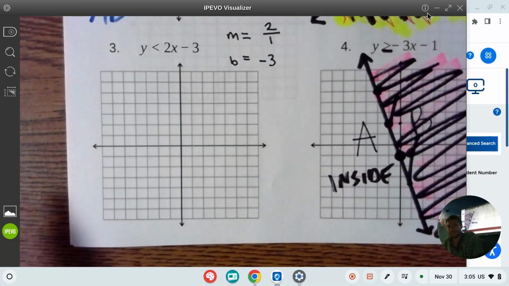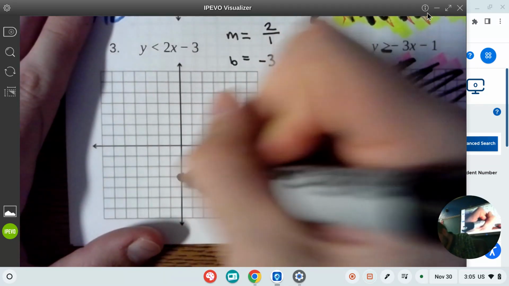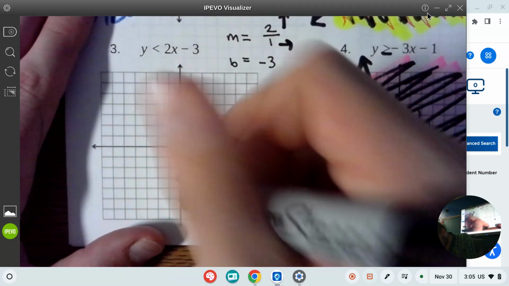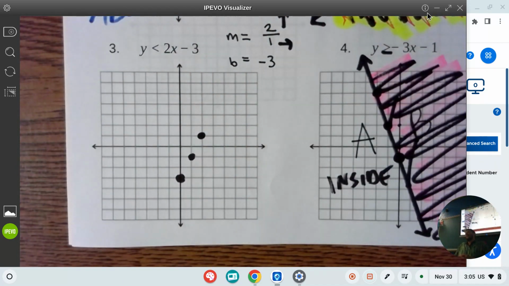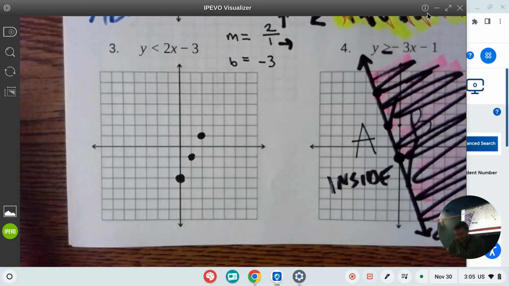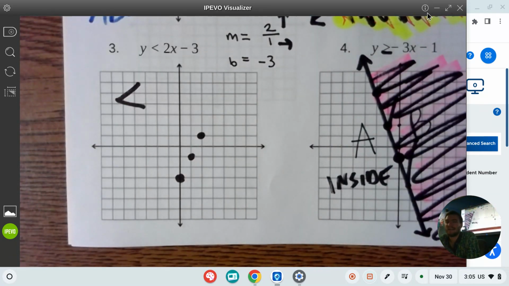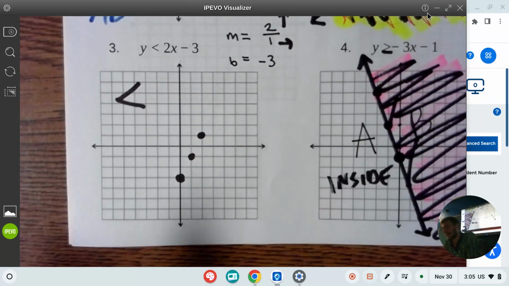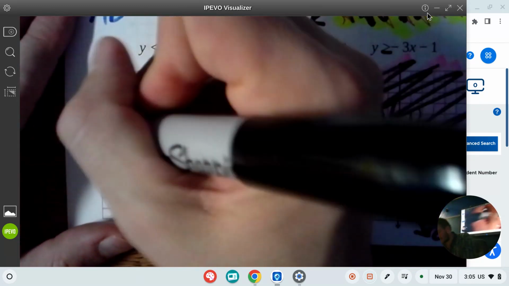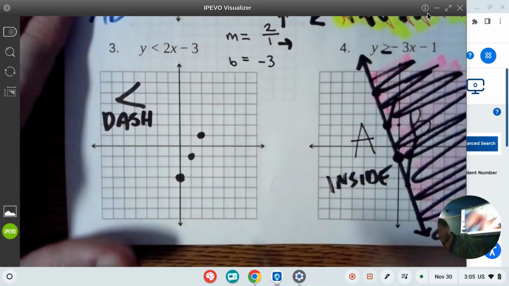Number 3. Same thing. Start with the B value. Rise 2, run 1, rise 2, run 1, rise 2, run 1. Get your 3 dots, and then stop. Don't draw the line. Think for a second. We have this symbol. It is a less than symbol. Is that symbol a closed circle or an open circle? It's an open circle. When it comes to lines, is it going to be a solid line or a dashed line? This is going to be a dashed line, which is not that hard.